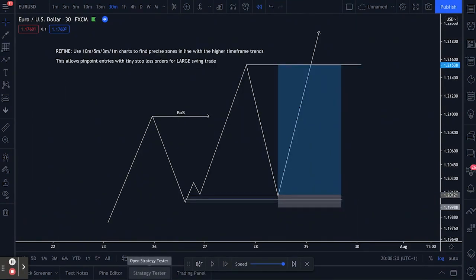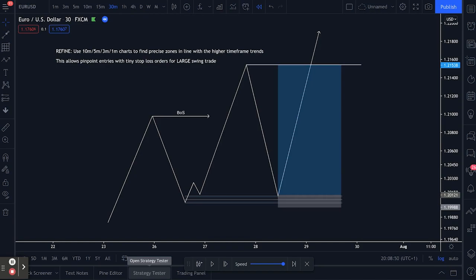So the key takeaways for this video is to use supply and demand in line with the market structure, and the main pointer is to refine those supply and demand zones. So you already know the concepts of supply and demand from the major course, but what you now know from this, and what we're going to elaborate on more so with the other aspect, is that you can refine supply and demand zones, and you can actually use 10-minute, 5-minute, 3-minute, or even 1-minute charts to find very precise demand zones and supply zones in line with the higher time frame trends.